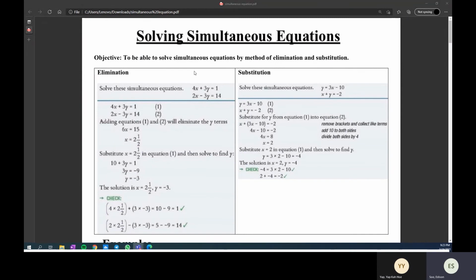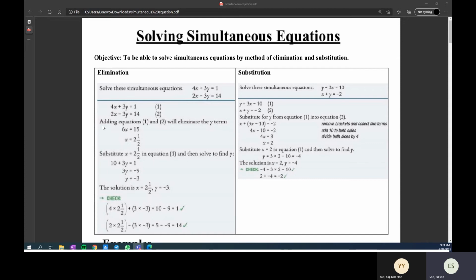So, let's start solving simultaneous equations. The objective is to be able to solve simultaneous equations by two methods, which are the method of elimination and substitution. Let's start with the first method, the method of elimination. Essentially, it cancels out one variable in the equation so that we can solve one variable at a time. Simultaneous equations means you're given two equations with two different variables, and you have to solve to find the value of each variable.